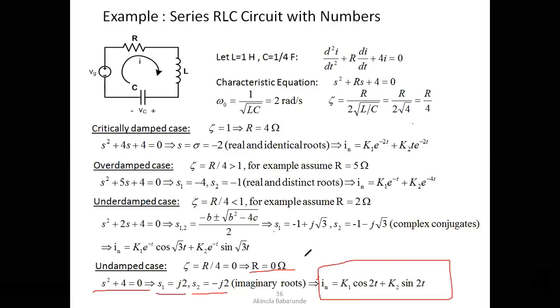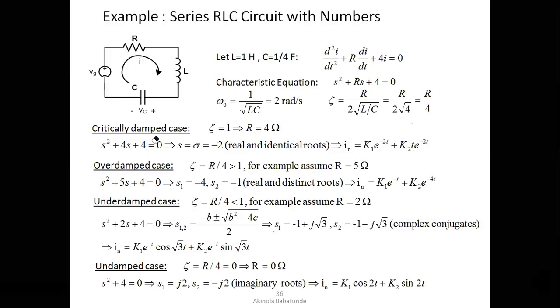All right, so these are the 4 scenarios we have in the situation where you are faced with a question and you don't know the value of R. If we had known the value of R, we would have immediately decided if it is a critically damped case or overdamped case or underdamped or undamped case, and then we just deal with that situation and move on. But here we have to do a lot of tests to know if R belongs to any of these category of cases, what would it look like?